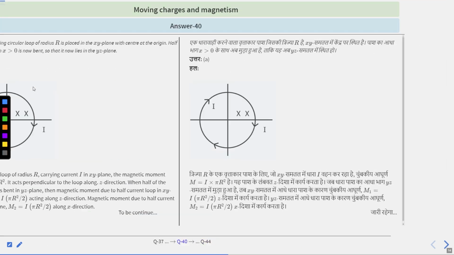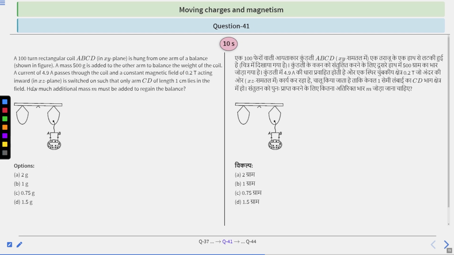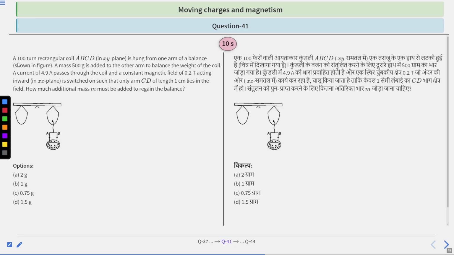Next question. Question 41. A 100-turn rectangular coil ABCD in the XY plane is hung from one arm of a balance as shown in the figure. A mass of 500 gram is added to the other arm here. The weight of the coil is balanced by the weight.